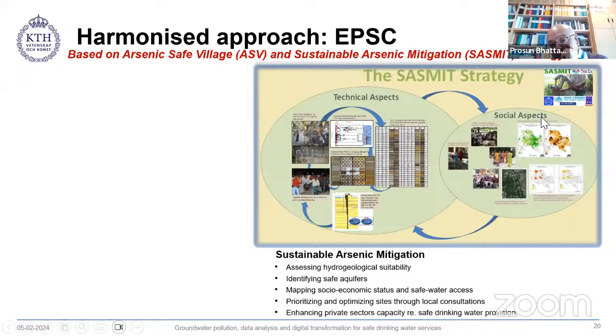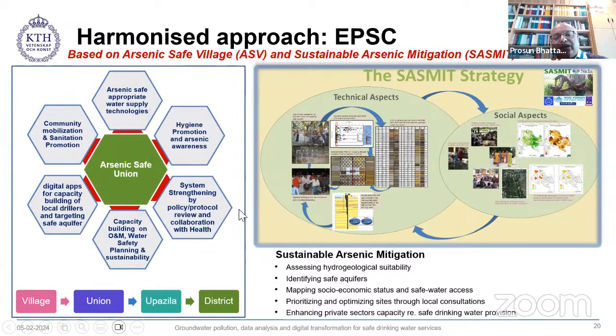And on the other side, we're also locating the social aspects, which means the access to safe water among the community. So unless we have this dynamic understanding of this dynamic system, so to say, we cannot really provide safe water supply. And that is exactly what was also done by the Arsenic Safe Union project, where we talked about arsenic safe appropriate water supply technologies. They also had an additional component of hygiene promotion and arsenic awareness.